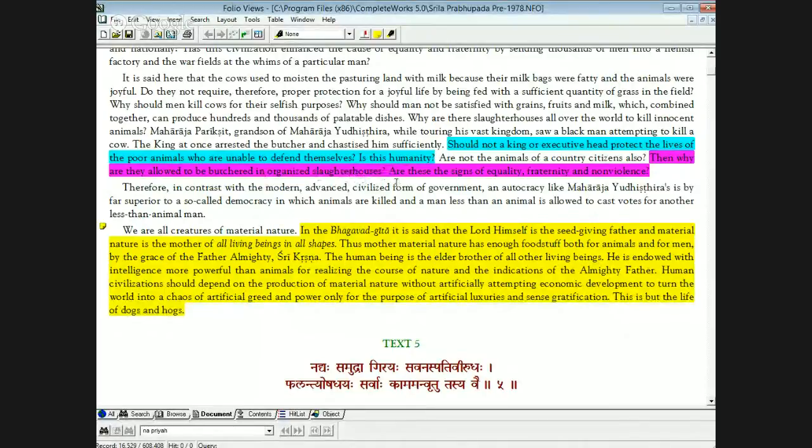And ours is a science of equality. Everybody talks about equality, fraternity. What is this equality, fraternity, and non-violence? You're slaughtering animals and you say this is equality, fraternity, we are following non-violence. Then Prabhupada continues, the Lord is the seed-giving father, material nature is the mother of all the living beings. Therefore, Prabhupada says, just like a father and mother at home supply all the necessities, everything is being supplied by the grace of the Father, Almighty Shri Krishna.